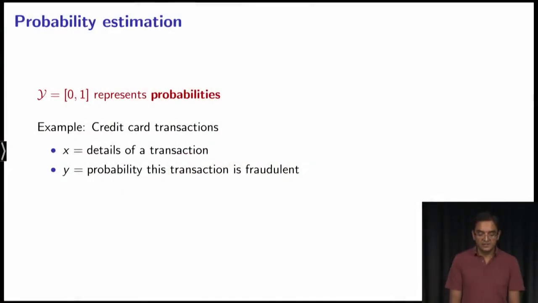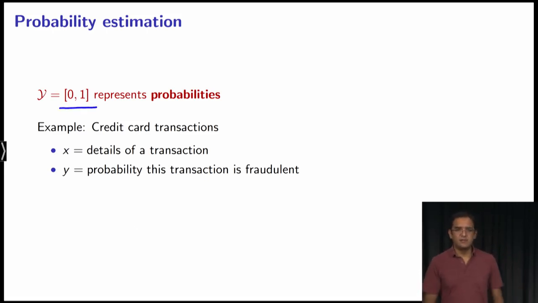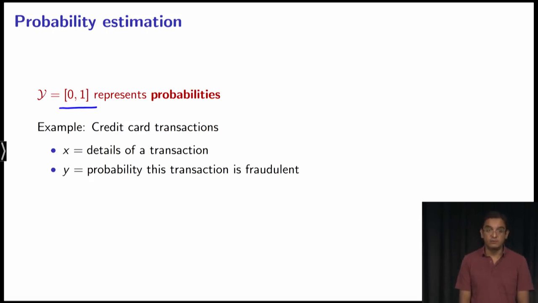Okay. So the final kind of output space we'll look at is when the y's represent probabilities. Okay, so here the output space is literally the range 0 to 1. Now this seems a little bit like regression because it is a continuous range. But it turns out that this particular case does require specialized methods, and so we tend to treat it separately.